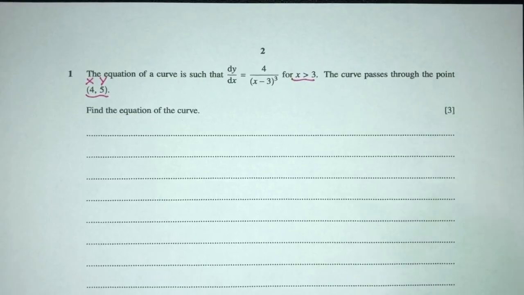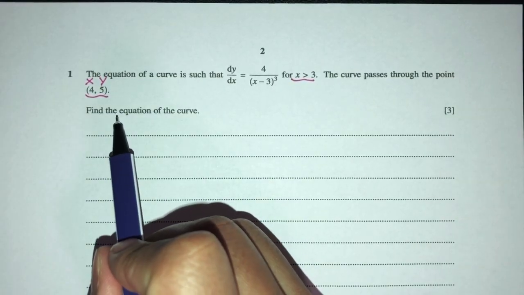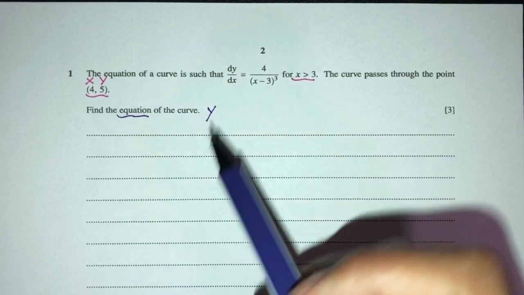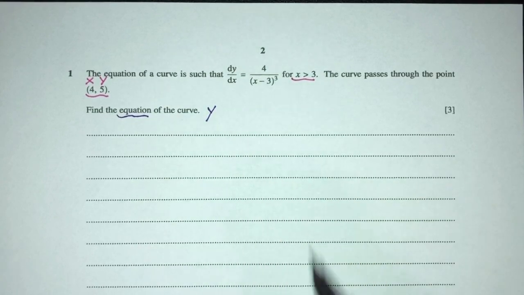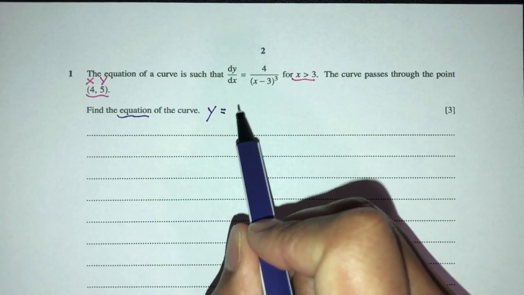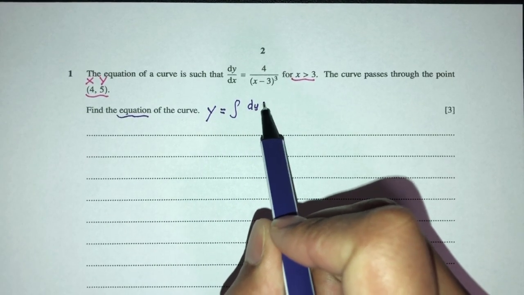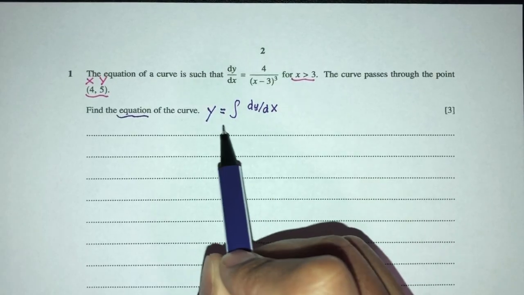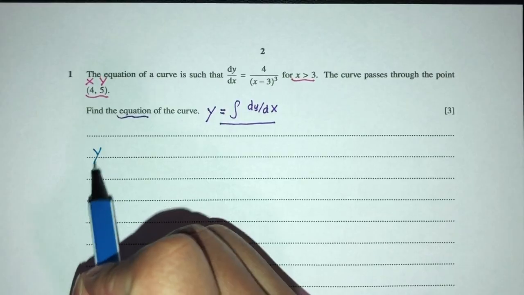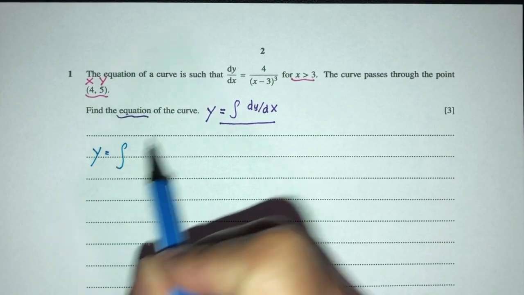Now, the main topic is to find the equation of the curve. The equation of the curve is y. So, how can you find y from dy by dx? So we should know this. The concept behind this question is y is equal to the integration of dy by dx. So that's the main thing we have to do to find y, which is the equation of the curve. So let's try. So y will be the integration of dy by dx.